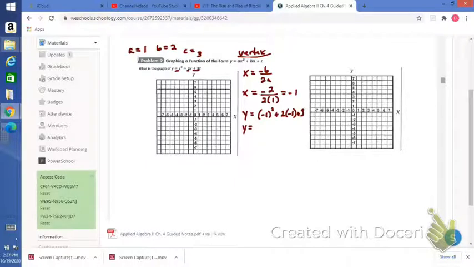So y equals negative 1 squared, that's going to be a positive 1. 2 times negative 1 is negative 2, plus 3. So that's going to equal 2. 1 minus 2 is negative 1, plus 3 is a positive 2. So our vertex is the ordered pair with negative 1 as the x-coordinate and 2 as the y-coordinate.